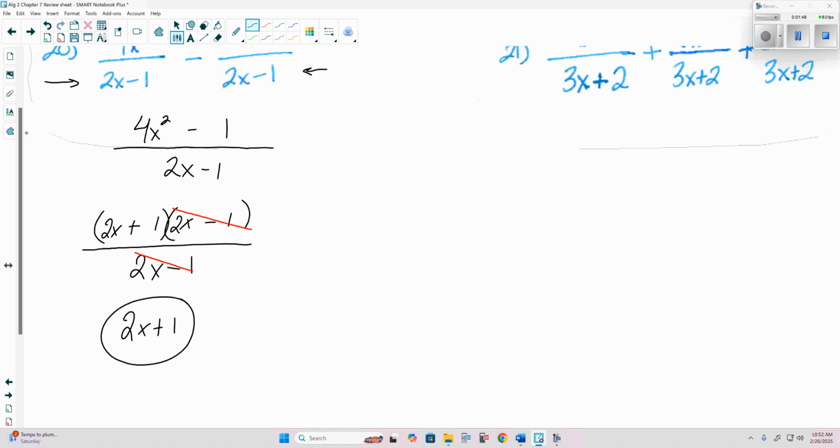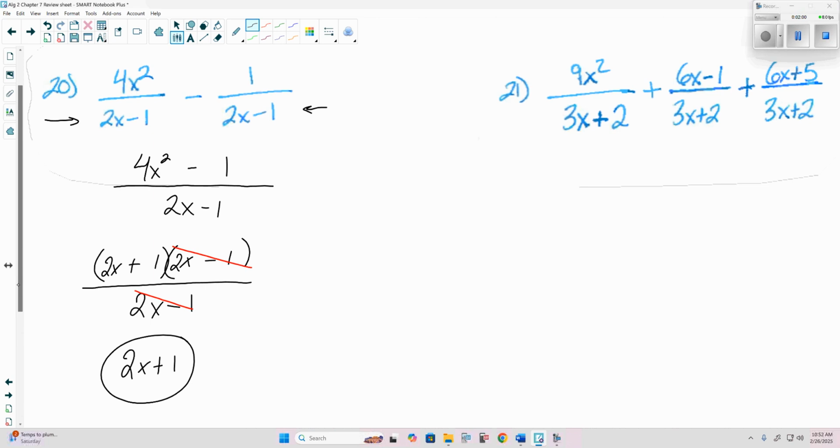There are going to be some of our polynomial functions on the test that are already factored, or sets of parentheses. If they're already factored, there's no reason to multiply them out. Leave them factored. Questions on 20 before we look at 21?